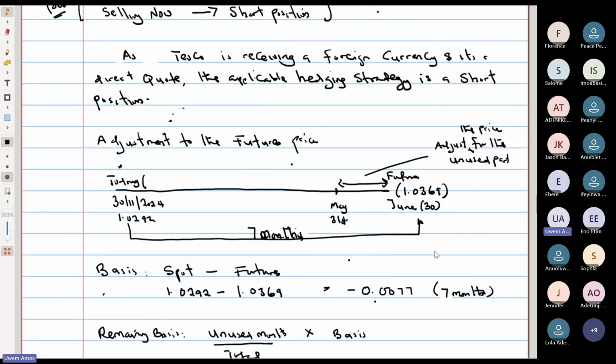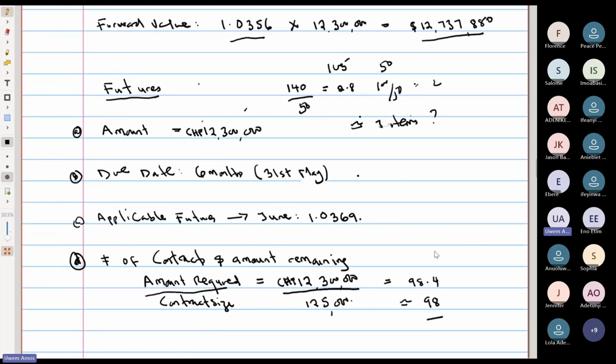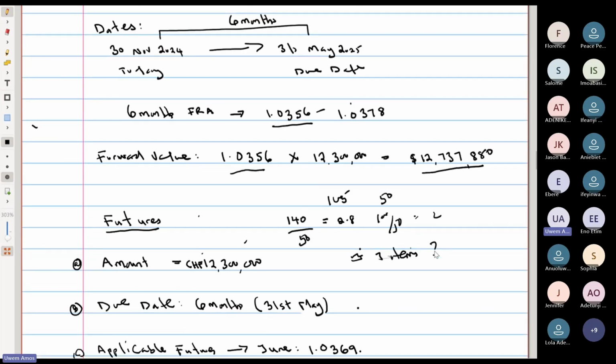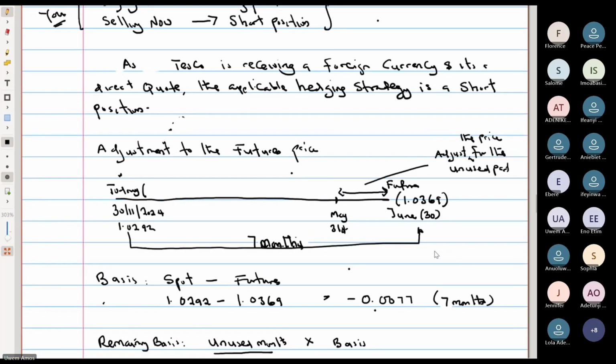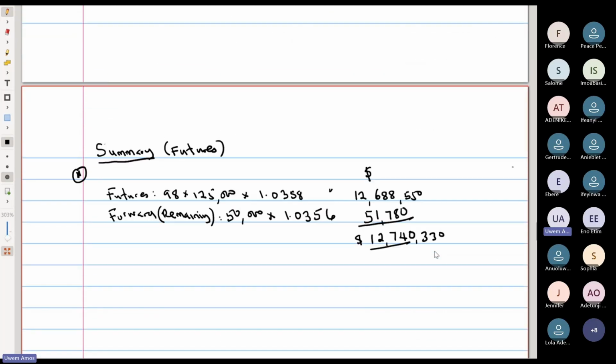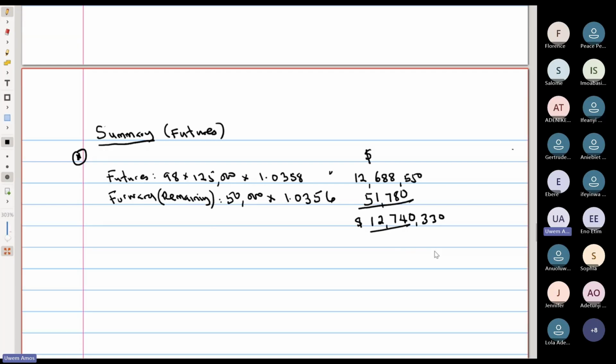So which of them is even higher between the two? 12,740, 12,737. Okay, so we've done forward 737, we've done futures 12,740. So we're going to do one more based on the question, which is the option.